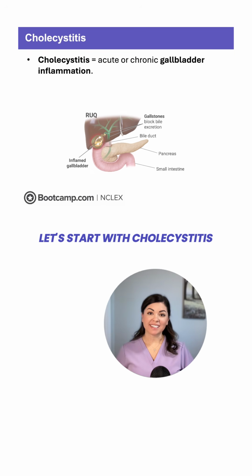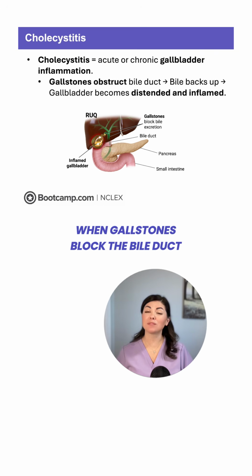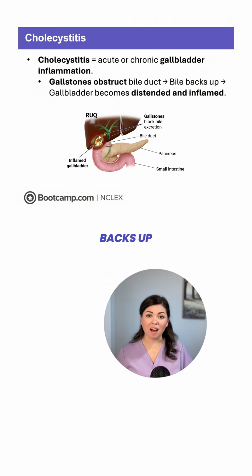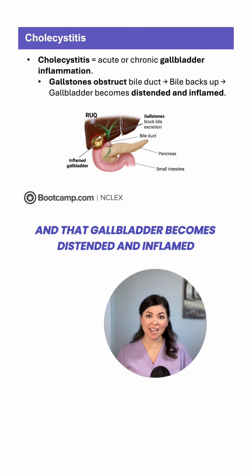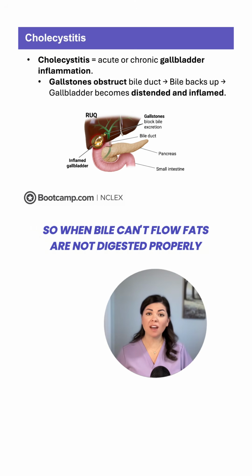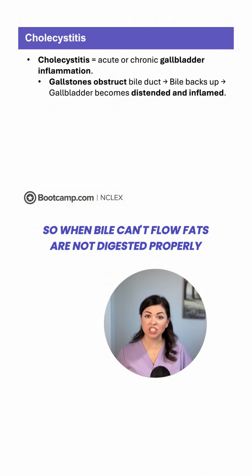Let's start with cholecystitis, which is acute or chronic inflammation of the gallbladder. This typically occurs when gallstones block the bile duct. Bile, which is stored in the gallbladder, backs up, and that gallbladder becomes distended and inflamed. Bile helps digest and break down fats. So when bile can't flow, fats are not digested properly.